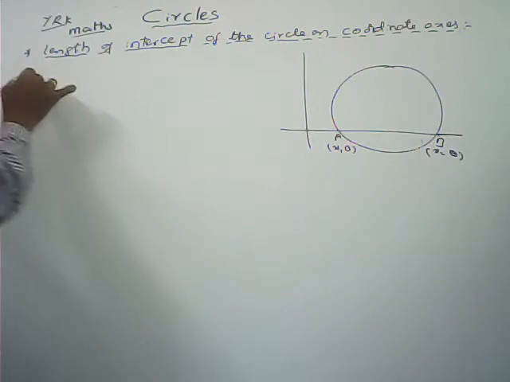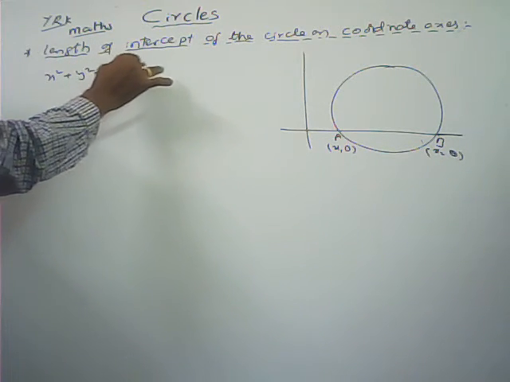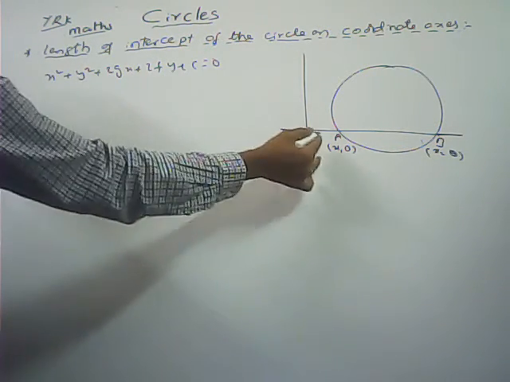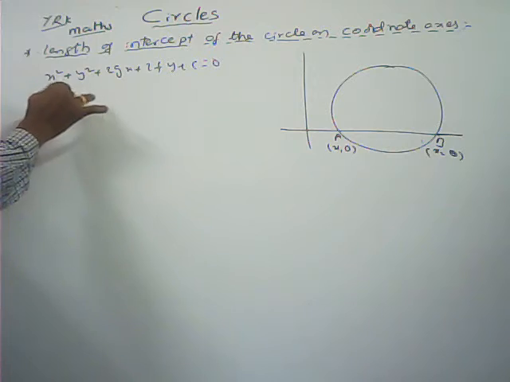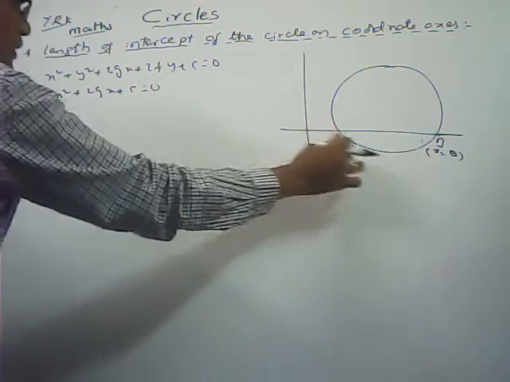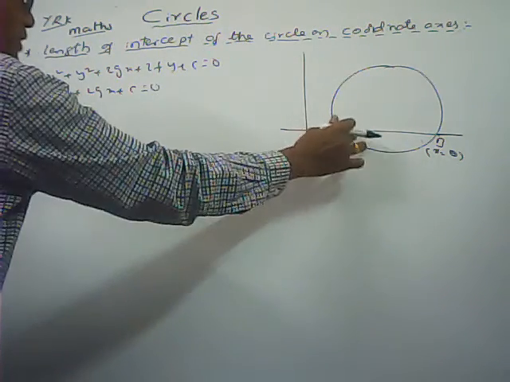What about the general form of the equation of the circle? x square plus y square plus 2gx plus 2fy plus c equals to 0. On the x-axis, the y coordinate should be equal to 0, so x square plus 2gx plus c equals to 0. Here what are the roots of this equation? x1 comma x2 are the roots.